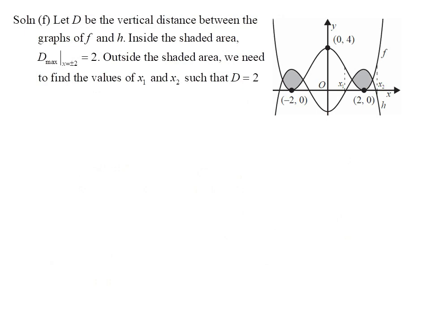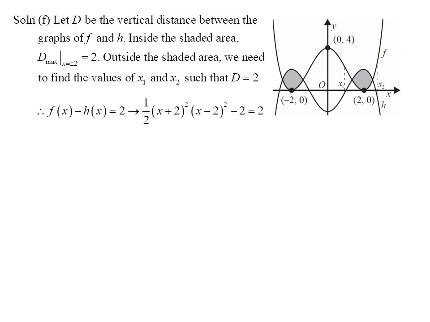In part F of this question, we let D be the vertical distance between the graphs of f(x) and h(x). To find all values of x for which D is at most 2 units, we need to look at both inside and outside of the shaded area. Since the maximum of D inside the shaded area is just 2, we only need to look at the outside of the shaded area to find the values of x1 and x2 as indicated in the graph.